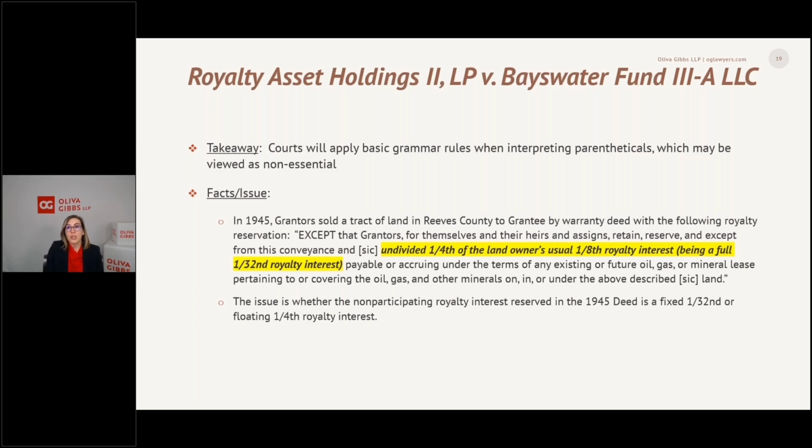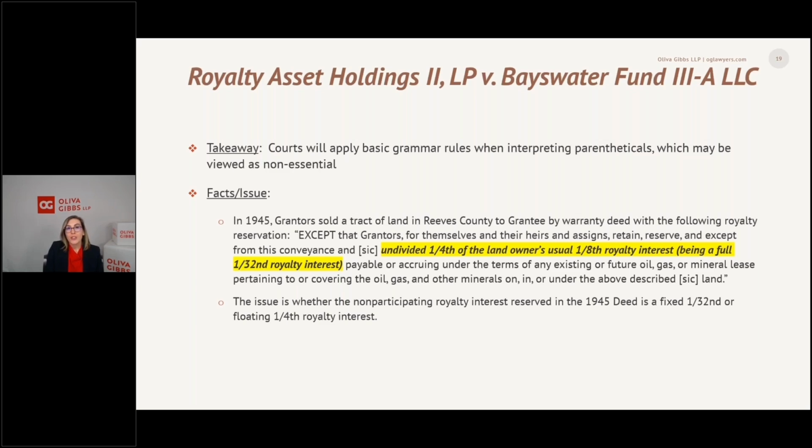So we'll start here in Reeves County. In 1945, the grantors sold a tract of land in Reeves County to the grantee by warranty deed, and the royalty reservation was as follows. Except that grantors for themselves, their heirs, and assigns retain, reserve, and accept from this conveyance an undivided 1/4 of the landowner's usual 1/8 royalty interest, being a full 1/32 royalty interest. Again, I've bolded, italicized, and highlighted the aspect of this reservation that's at issue.